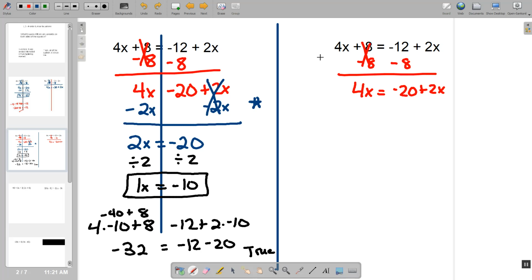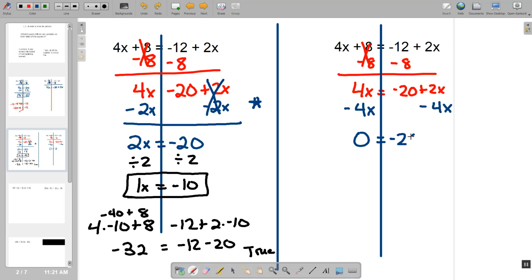So from here, if I want to move this x to the right, I would subtract 4x from each side. And now here's the reason why a lot of people don't do it this way. This is equal to 0. And on the right side, I have negative 20 minus 2x.